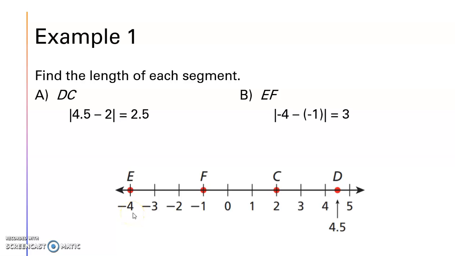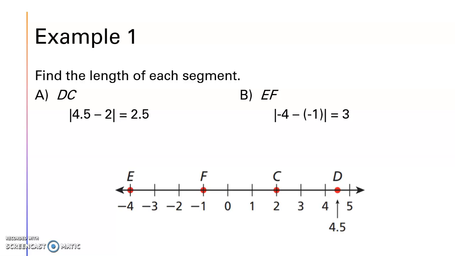What I did is I found the coordinate of point E, which is -4, and the coordinate of F, which is -1. I did -4 minus -1 to get -3. Then I had to make it positive, so I got +3. We're going to practice that a little more in class, but if you have any questions, make sure you write them down.